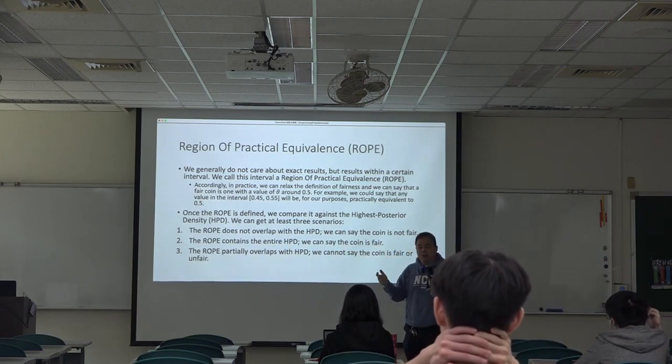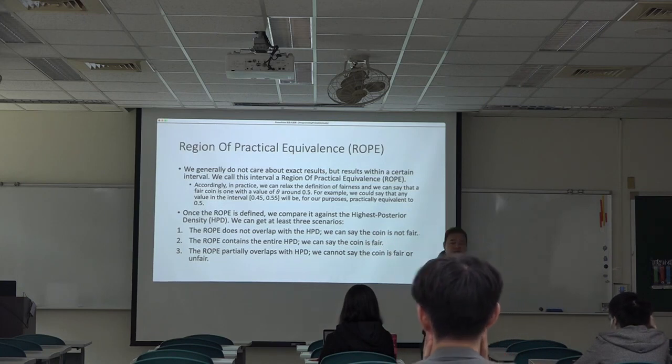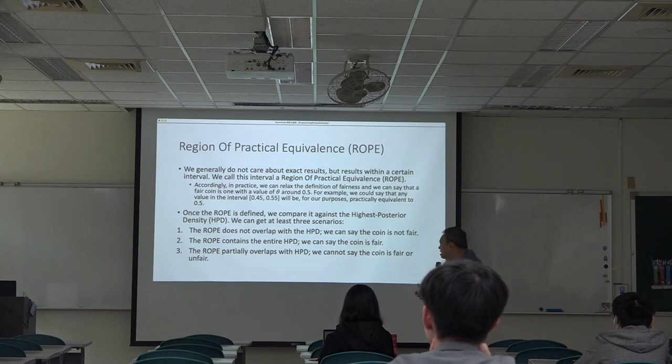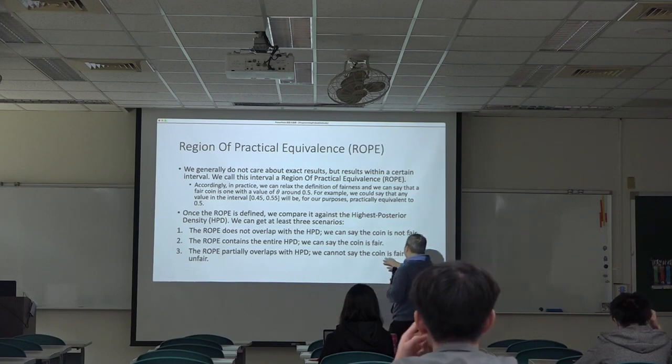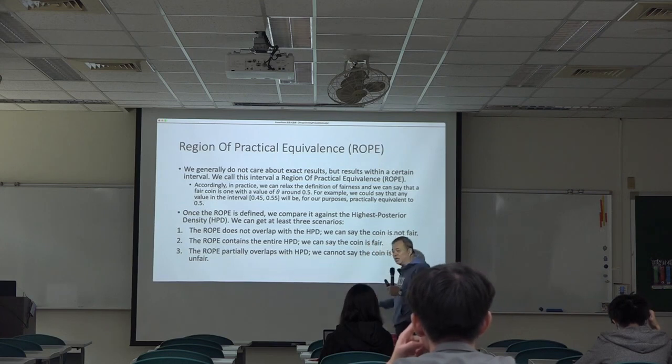Okay? So for these two cases, they are easy to judge, right? The third case is there are partial overlaps between the ROPE and the HPD. If that's the case, we cannot say the coin is fair or not. It's undetermined.